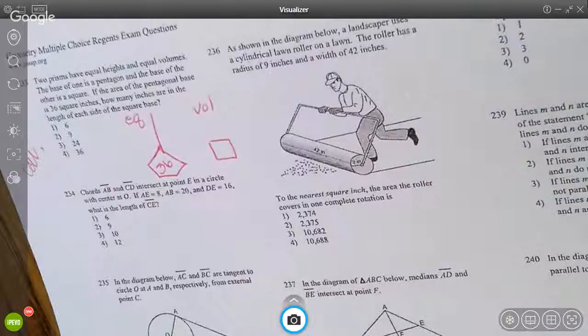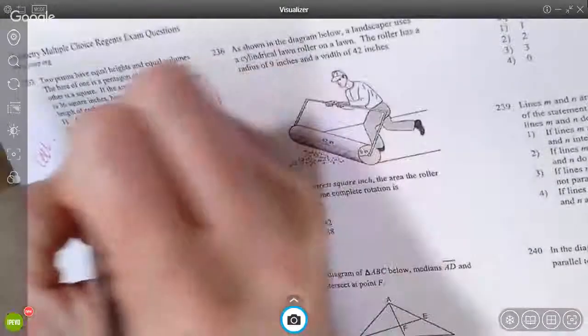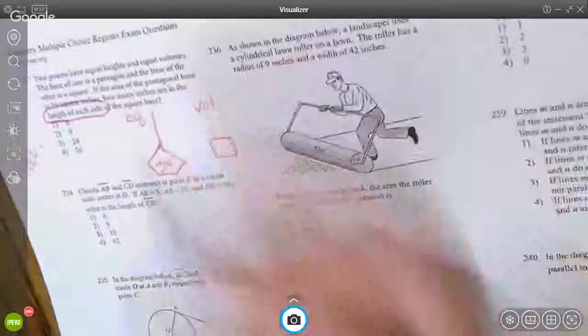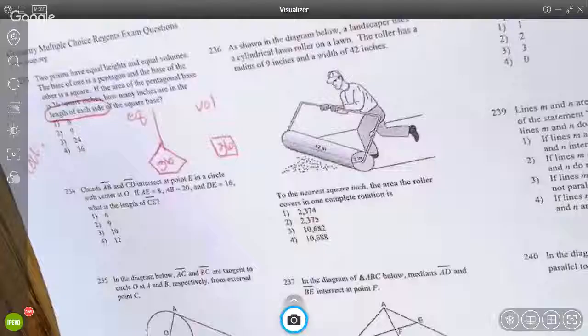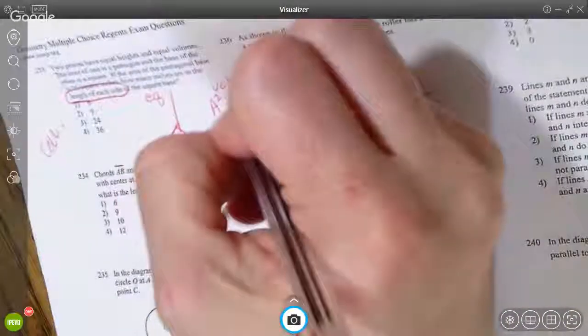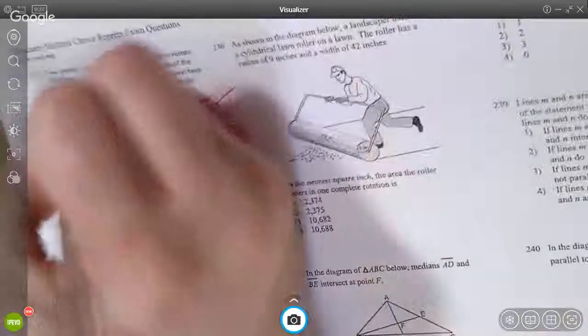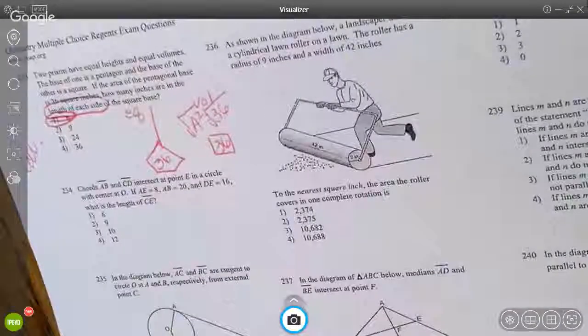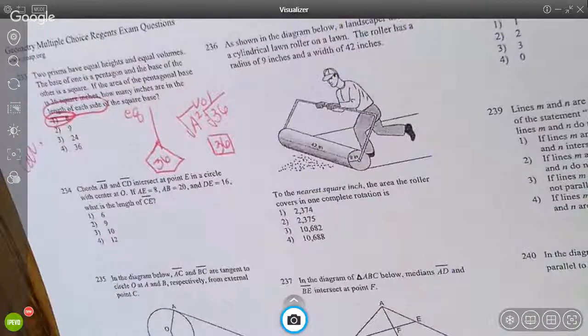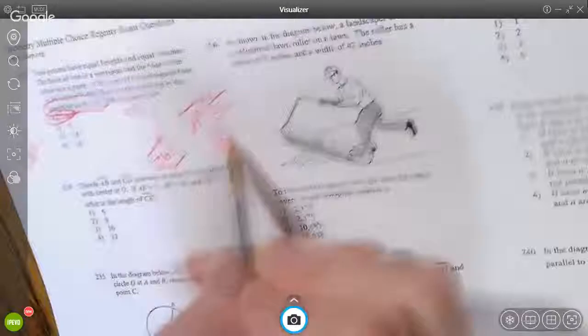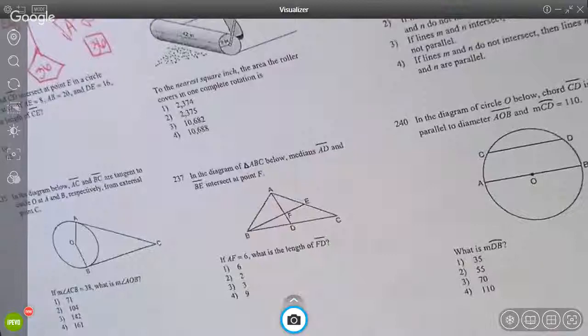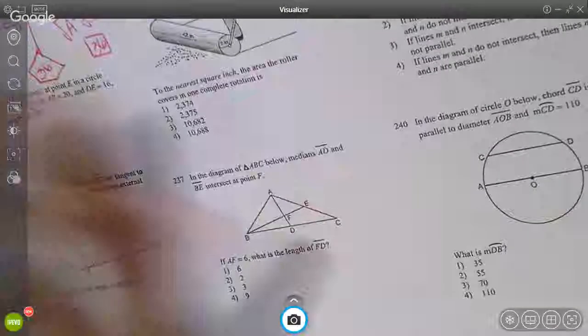Oh, wait. Hold on. What's the question say? It says, what's the length of each side of the square? Okay. So we know that the square has 36 as the area. So we take the square root of 36, so it's 6, because 6 times 6 is 36. We're doing area, not perimeter. So the area's got to be the same, then we take that. 234. It is 6.